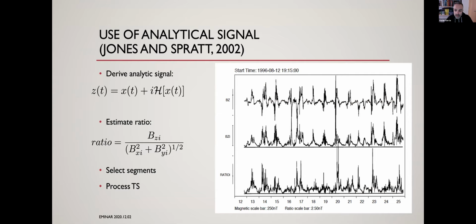Another interesting technique for selecting these less energetic events that could be troublesome, because in the case of Johnson and Spratt 2002, they were trying to select those segments that were not affected by the activity of the aurora. They suggested using the analytic signal applied to the magnetic fields, estimating the ratio between the vertical magnetic field and the horizontal fields based on the standard deviation, selecting some segments, and finally processing the data. It was a quantitative step over the selection of daytime or nighttime data.